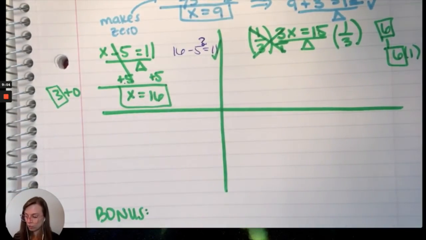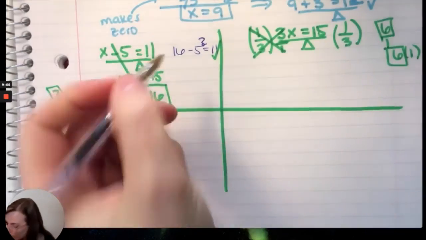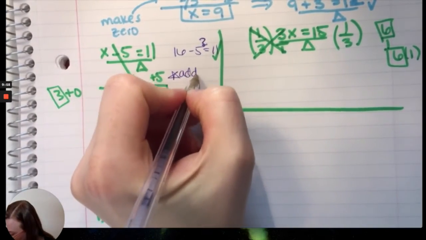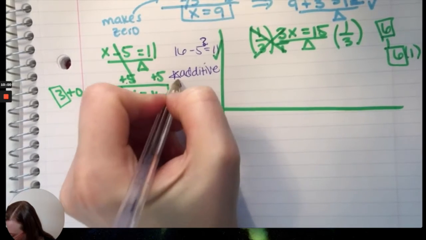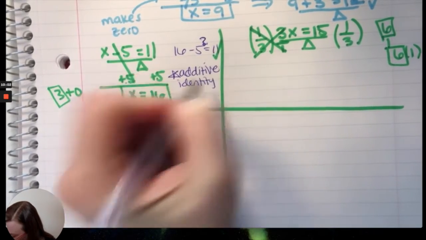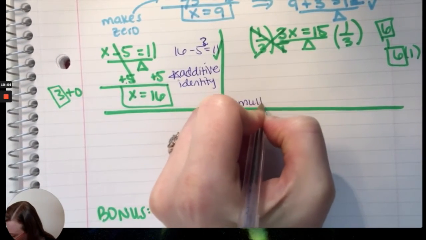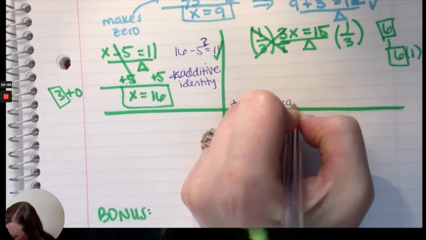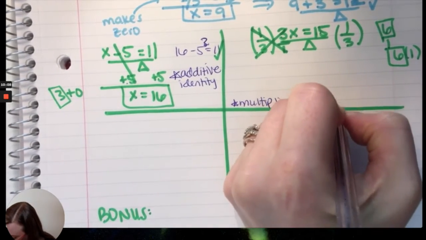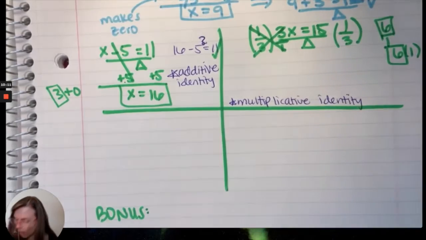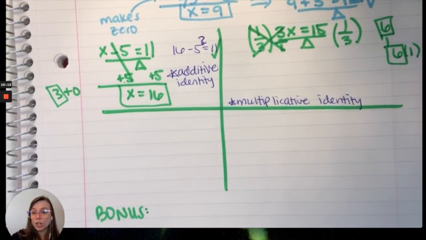I'm going to actually write those. Use pen. So you had the additive identity and the multiplicative identity. All right, and if you want, go Google those terms. You're going to find so many more resources if you Google those terms.